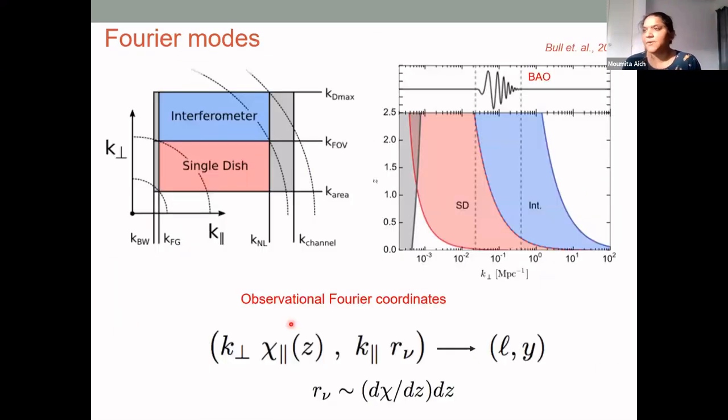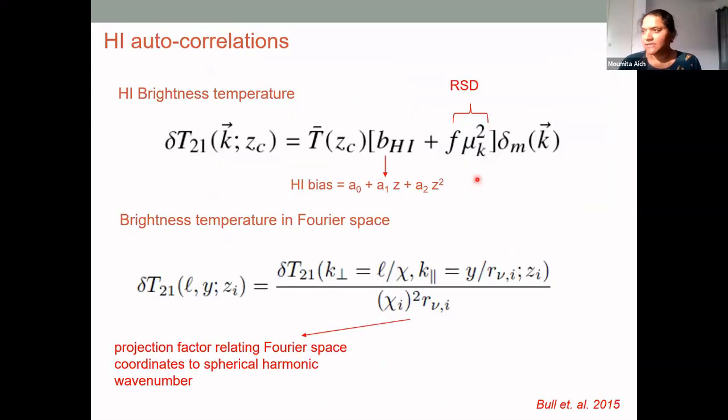Right, so let me tell you what the Fourier modes translate to. As I said, the k modes are split into k perpendicular and k parallel, and in Fourier coordinates they are also known as l and y. That is what we are going to use in our intensity mapping calculations. This shows you the coverage in k perpendicular and k parallel for a single dish as well as an interferometer.